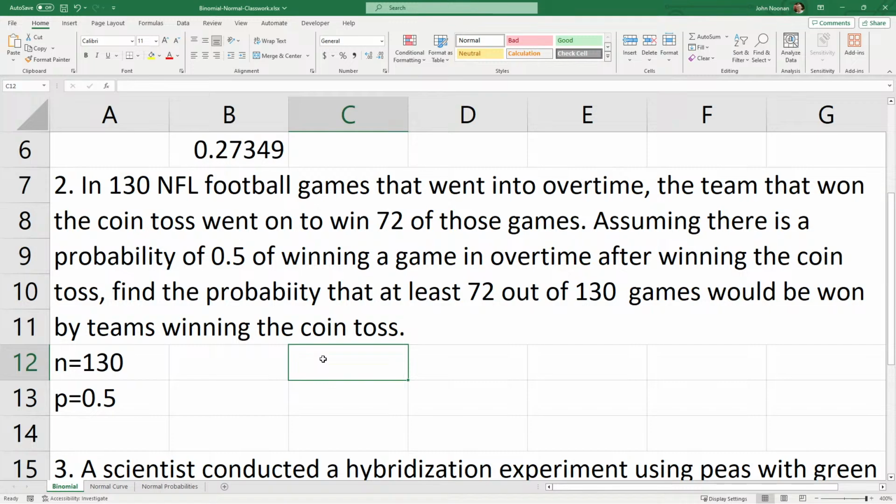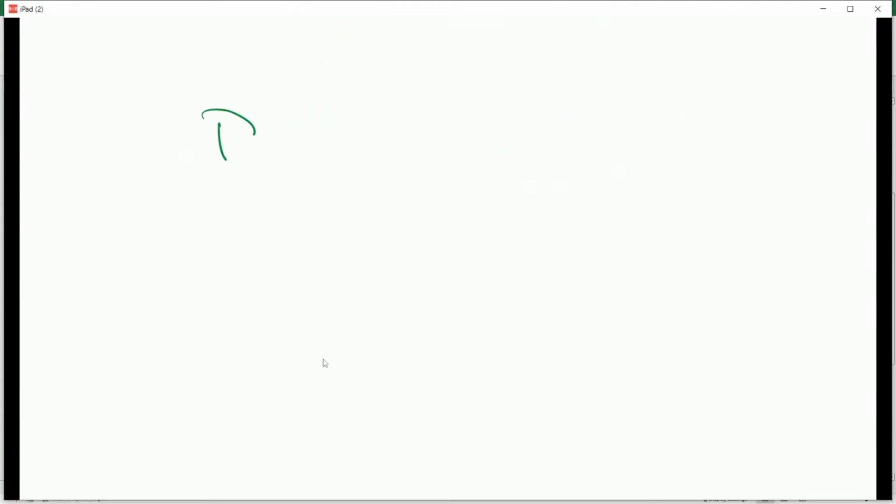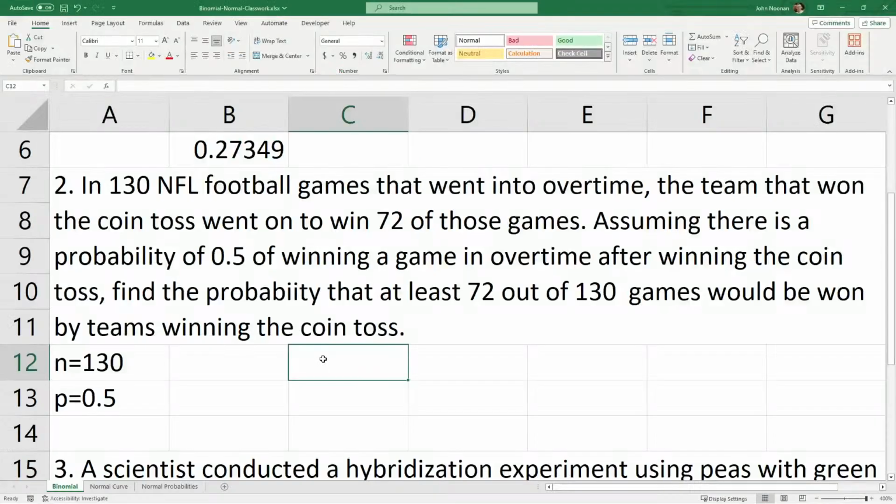So let's go ahead and compute this probability, and let me write down the probability statement that I want. What I'm interested in now is the probability that X is between 72 and 130. It's the 72 and the 130 that I'm interested in. Notice that in this case, because of the way the statement is written, I want at least. At least means greater than or equal to.